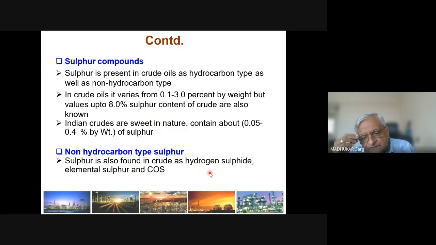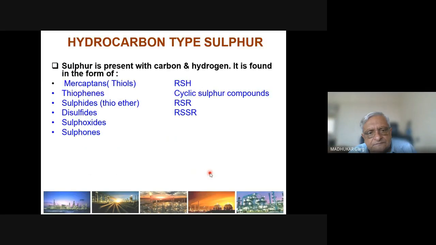H2S is definitely there, because the smell that you notice when you enter a refinery is that of H2S. It is stripped out of crude oil and then recovered, and then you make sulfur out of it. The sulfur is present in all these forms.